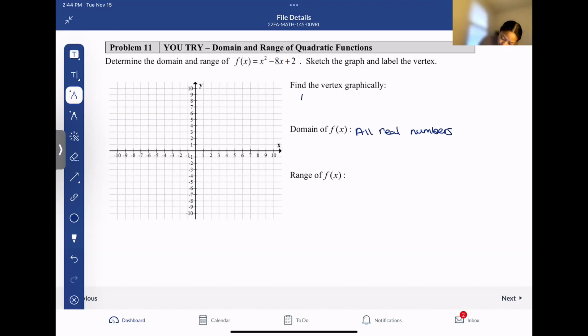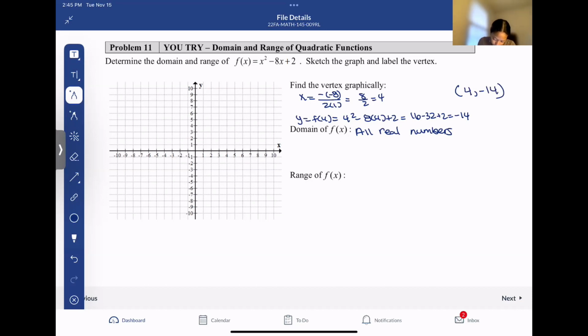In this case, x is going to be equal to -8 divided by 2 times 1. So that would be 8 over 2, which is 4. Then y equals f of 4, which is 4 squared minus 8 times 4 plus 2. That's 16 minus 32 plus 2, which would be -14. So the vertex in this case is 4, -14.